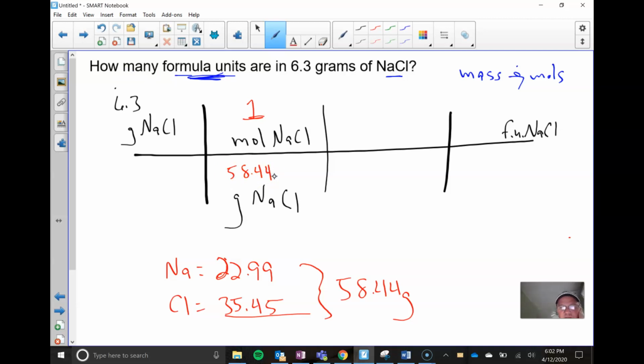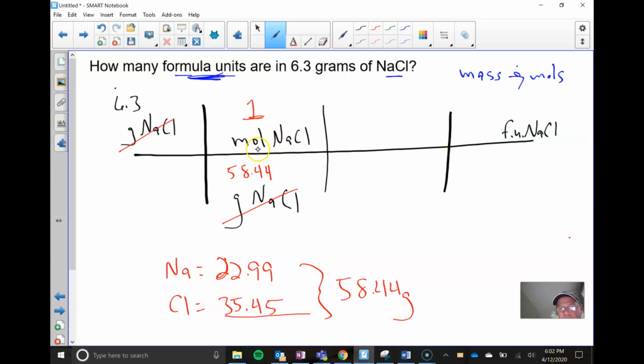58.44 grams. Okay. So if I were to stop the problem right there, I would cancel grams of sodium chloride, I would do my math, and then my answer would be in moles of sodium chloride. But I'm not asked to find moles of sodium chloride. I'm asked to find formula units. So I've got to take it a step further.